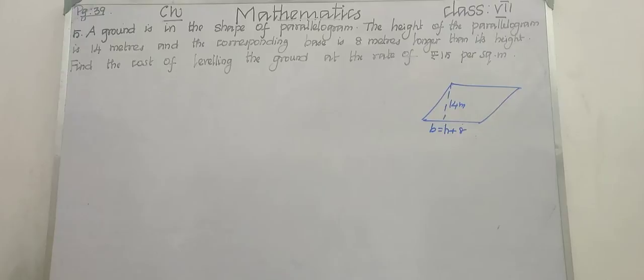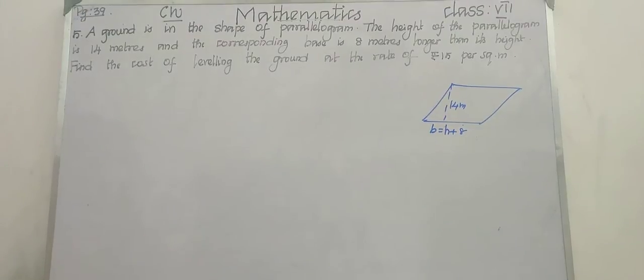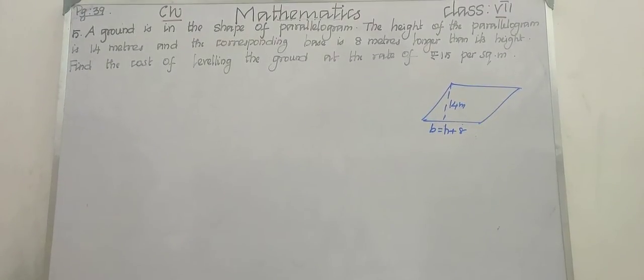Find the cost of leveling the ground at the rate of rupees 15 per square meter. If it is a ground, it should be level, right? If you are playing football and it is not level, we can't play, right? So they are going to level that ground. For 1 square meter, the cost is rupees 15. So we are going to find the cost of leveling for the total area.